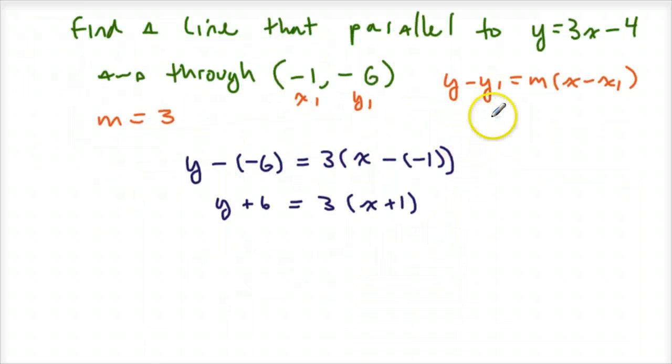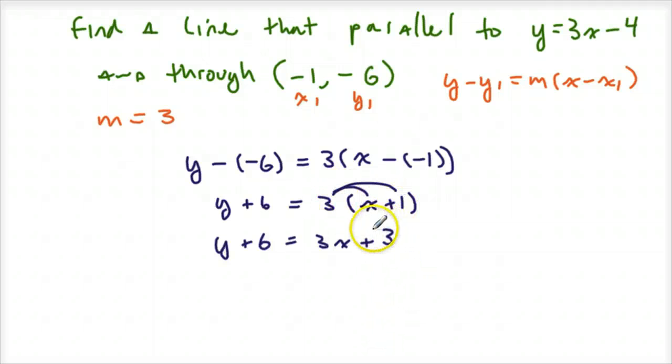And I always want to move, even though now I do technically have an equation, it's in point-slope form, I always want to end up in slope-intercept form because that's just the most common form of a line that we're going to use. So first thing I'll do is say y plus 6 equals 3x plus 3. I'm going to distribute the m across the x and the x1. So 3x plus 3, and now I want to get y by itself on the left here, so I'll subtract 6 from each side, and I'll have y equals 3x minus 3.